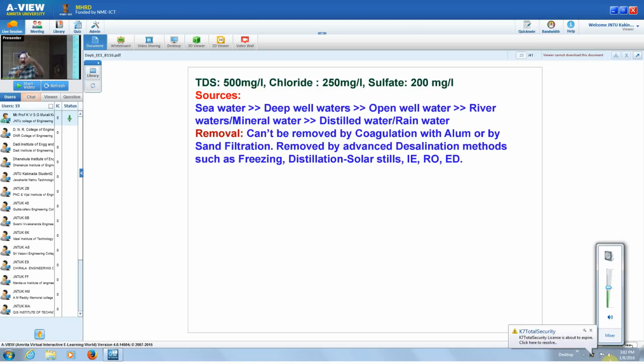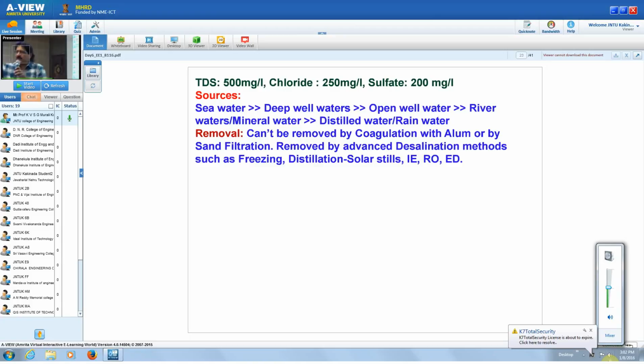The general thumb rule is that seawater has a salinity of 35,000 mg per liter, out of which 18,000 mg per liter, roughly 50%, is chloride, and about 40% is sulfate, SO4. Seawater salinity is more than deep well waters. As we go deeper in the earth, generally the salinity, the chloride value, and the sulfate value increase.